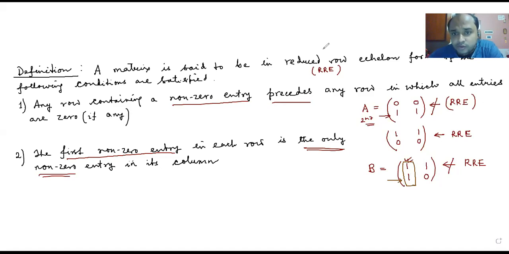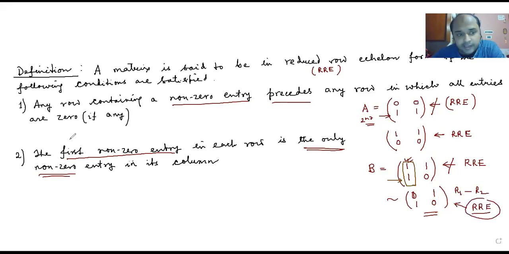So what can we do to get RRE form? We can apply an elementary row operation and subtract R2 from R1. So you get 1 minus 1, 0, and 1 minus 0, 1, and that is 0 1, 1 0. This matrix is in RRE form, and it is satisfying condition 2.